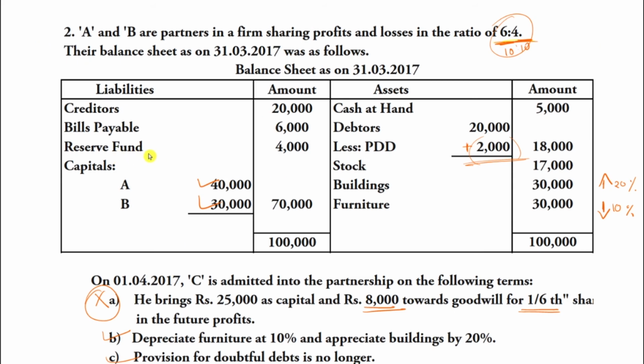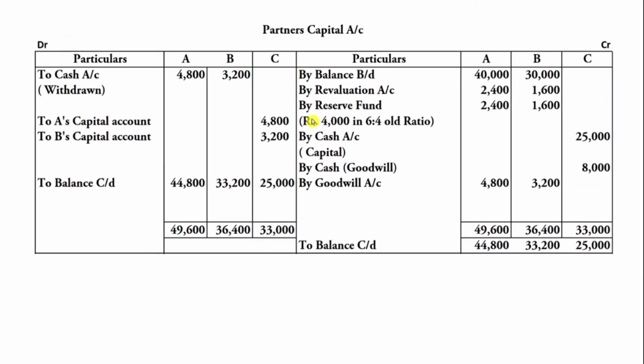Next, we need to write the reserve fund. That should be added to the capital, so that's why we're writing it. So we have 4,000 and that should be splitted based on the 6:4 ratio. So write by reserve 4,000, and 4,000 will be splitted into 6 divided by 10 for A, and in the same way we are splitting for B into 4 divided by 10. So if you split like this, you will get 2,400 and 1,600. So you need to share according to the old ratio.